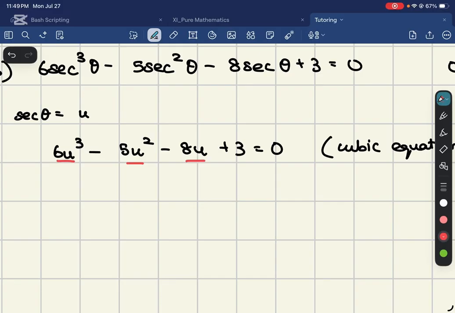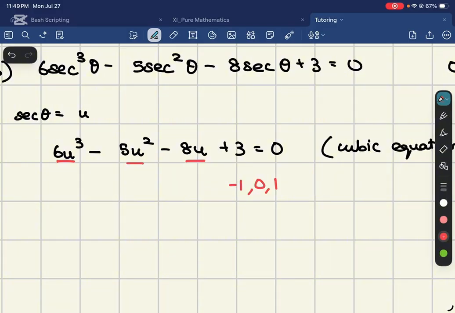Let's substitute positive 1. So if I substitute positive 1 for u, I get 6 minus 5 minus 8 plus 3. So that gives me negative 8, right? Which is not equal to 0. Sorry. 6 minus 5 is 1, minus 8 is negative 7 plus 3. I get negative 4, which is not equal to 0. So substituting 0 did not work, and substituting 1 did not work. So let's try negative 1.